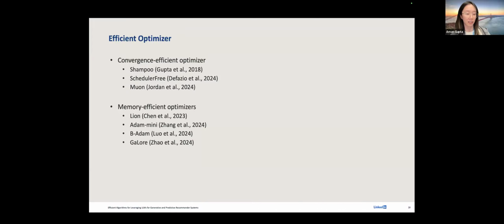And lastly, GaLore is sharing a similar incentive as LoRA, as it also performs a low-rank projection, but instead on the gradient, to reduce the size required for your optimizer states.